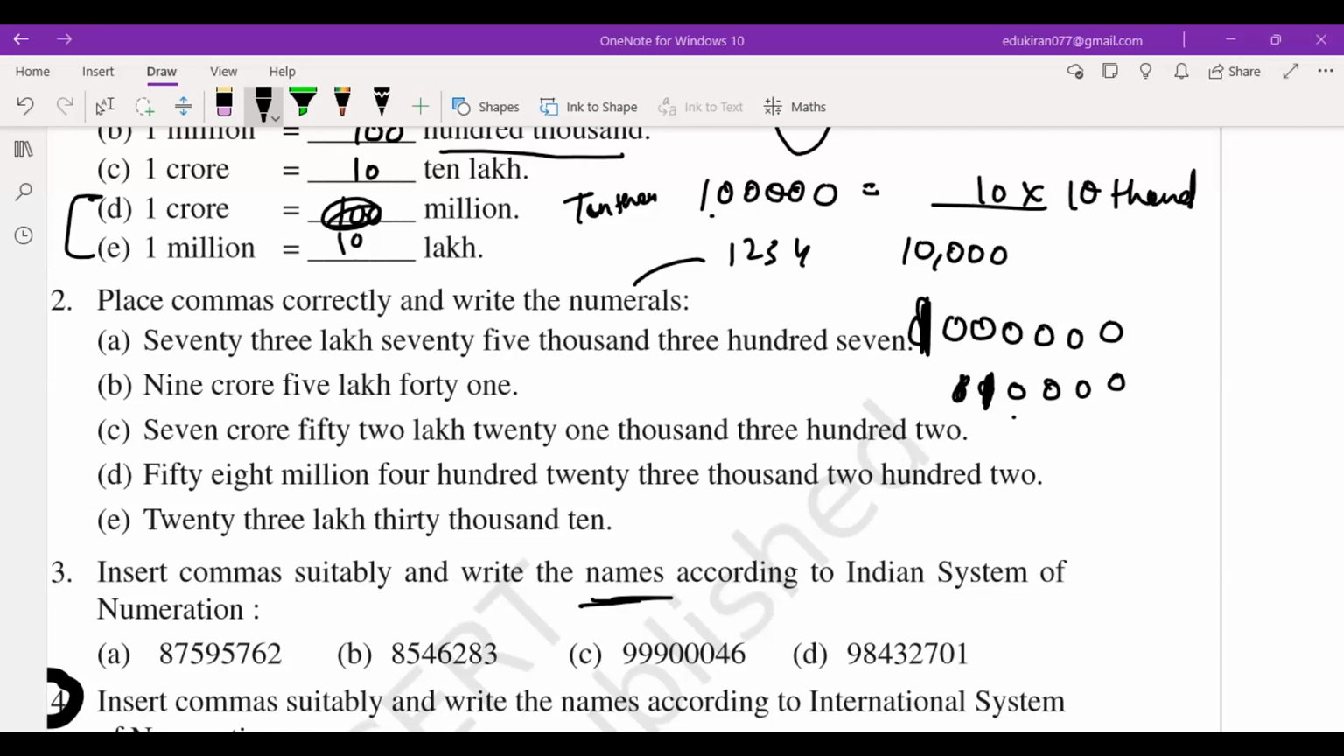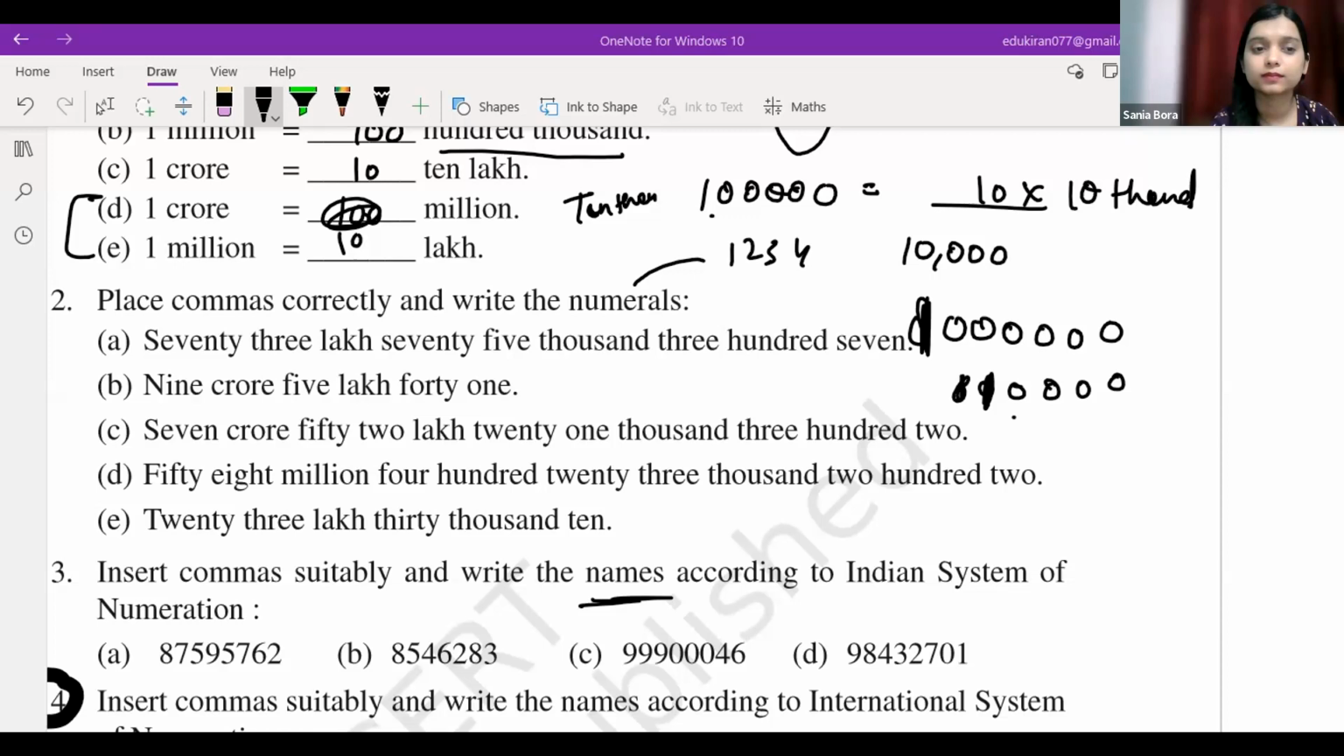Finished. Okay, tell me the answers. First one, read it. 73, comma, 75,000, comma, 307. Just read it like this: 7375307. Like that. Okay?